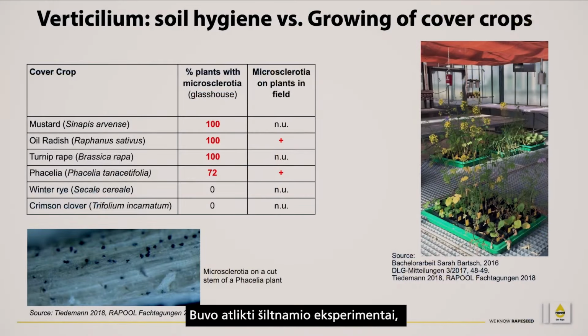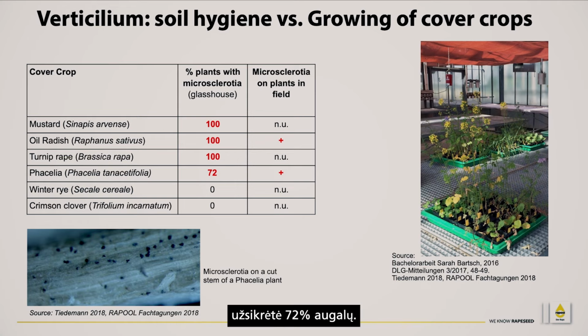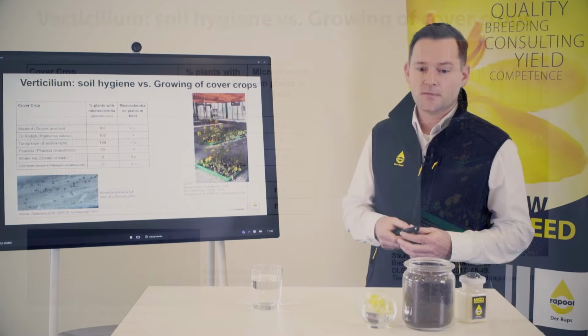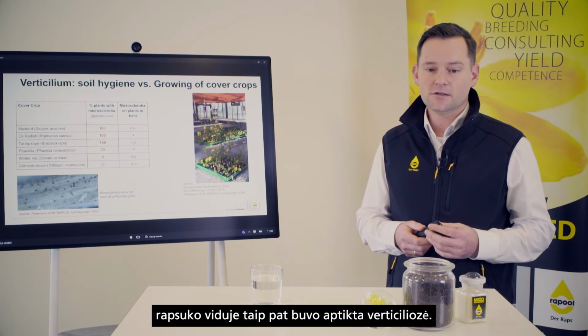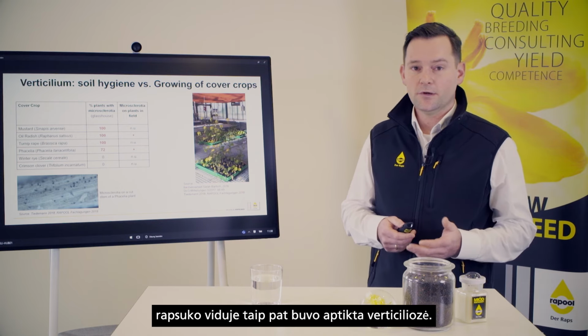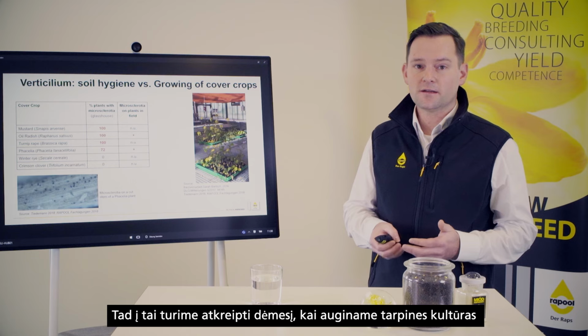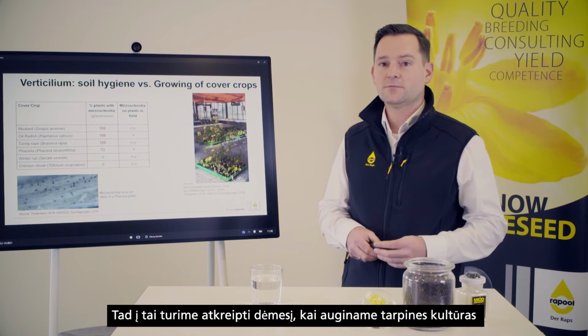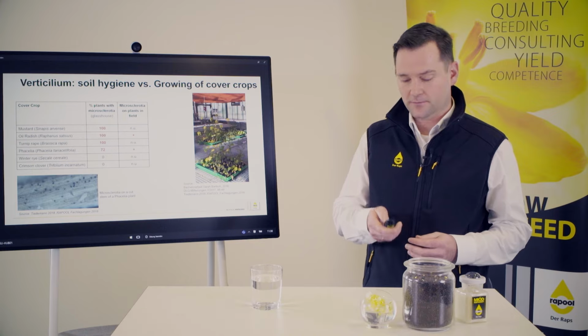There were also glasshouse experiments where 100% of the plants were attacked with verticillium for mustard, oil radish, turnip rape, and for Phacelia, 72% of the plants were attacked. Also in the fields, plants of Phacelia and oil radish have already been found with verticillium wilt inside. So this is something we need to look at when growing cover crops in an oilseed rape rotation: we also need to look at the verticillium topic.